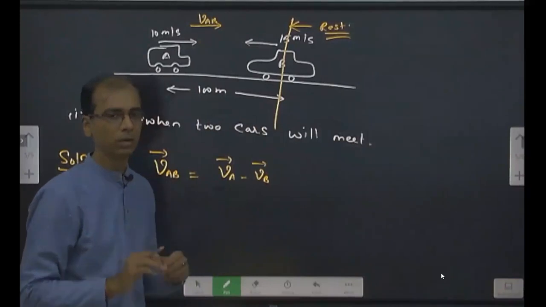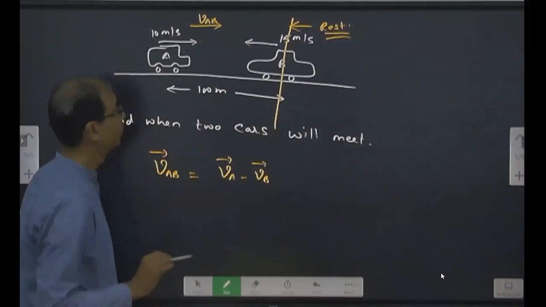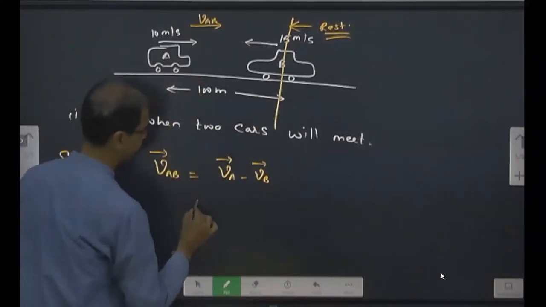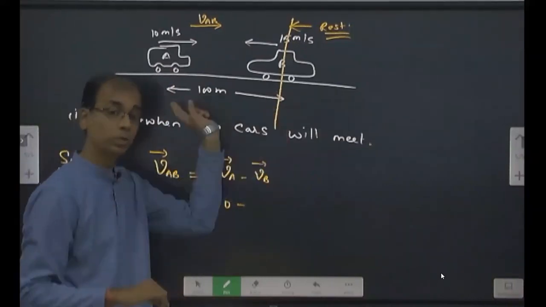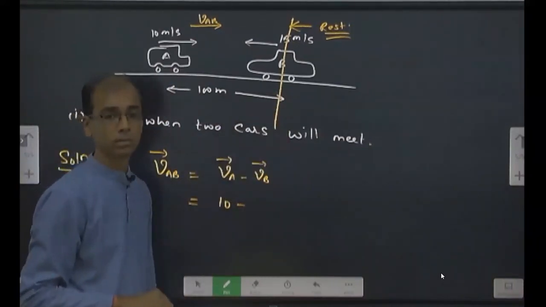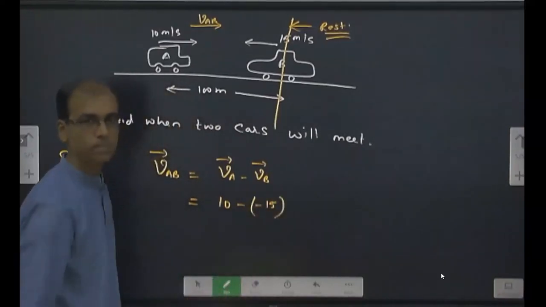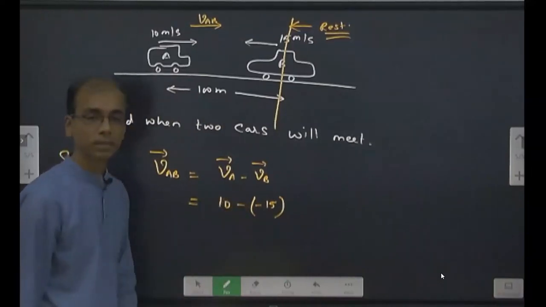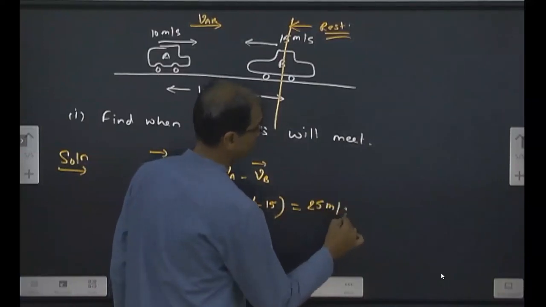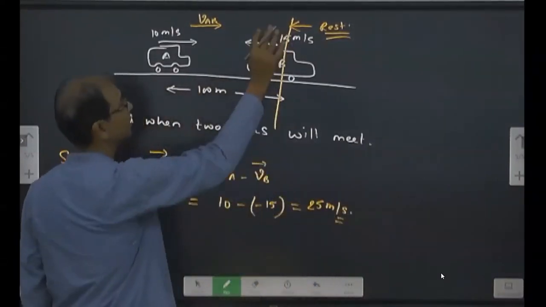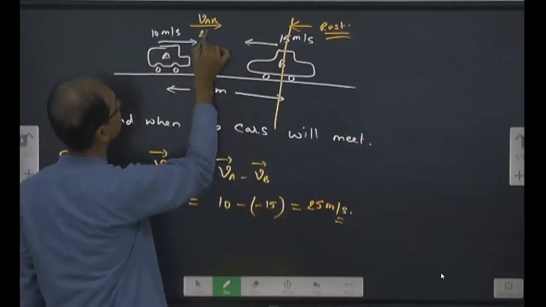See now here. First thing is we have to find VA minus VB. So VA is 10. Minus VB is 15, but 15 is in the opposite direction. So what shall I do? Minus 15. Minus of minus 15. So minus and minus plus. So 10 plus 15 is 25. So now B is at rest and this car is coming with VAB, that is 25 meters per second.